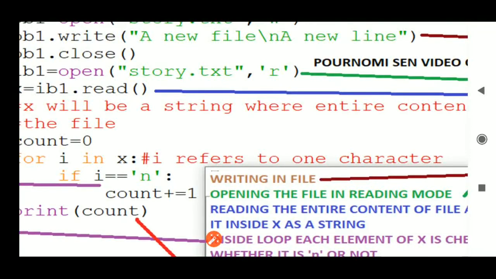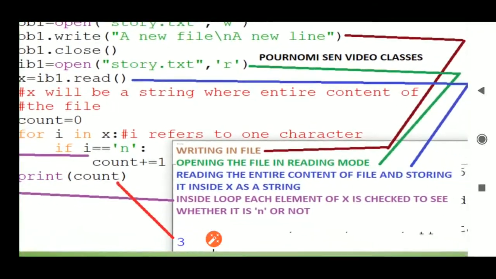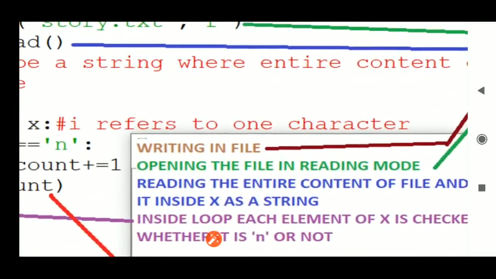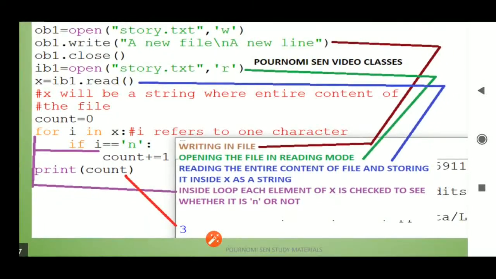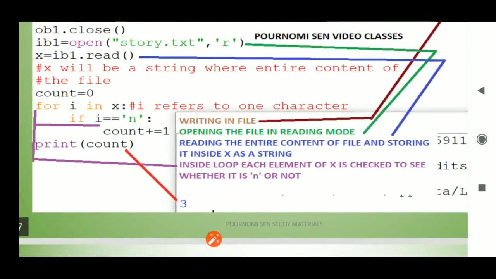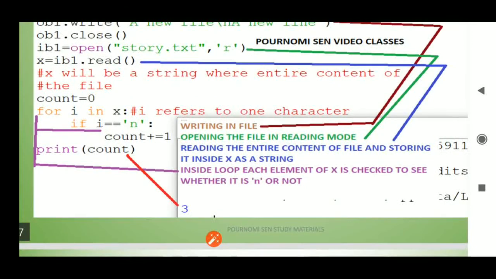ib1 open story.txt read. So we are opening the file in reading mode. Then follow this blue line, where it is written x equals ib1.read. That means using the read function we are reading the entire content of the file and storing it in x as a string. So x is a string which is storing the entire content of the file.